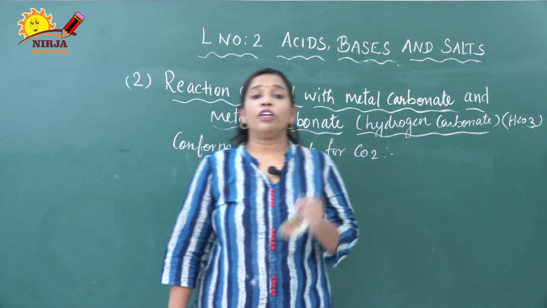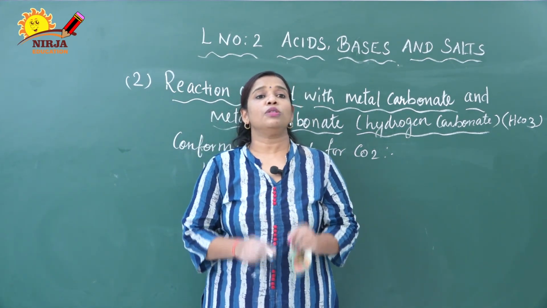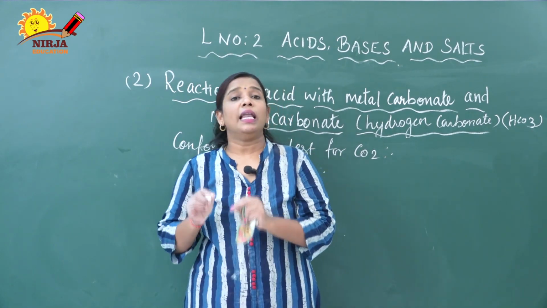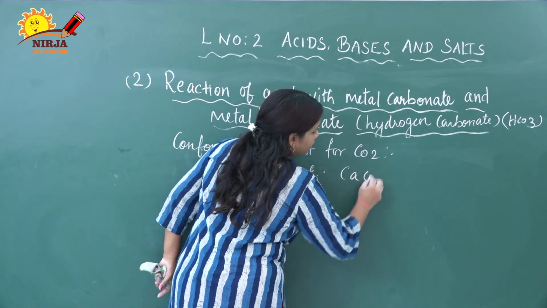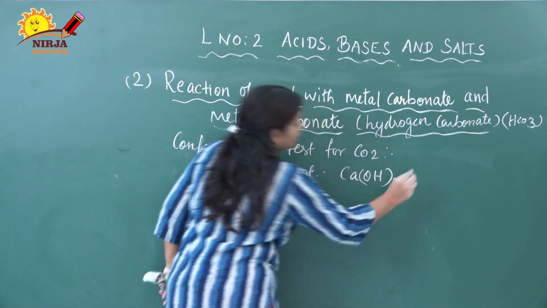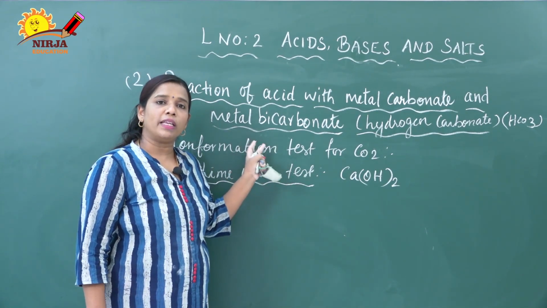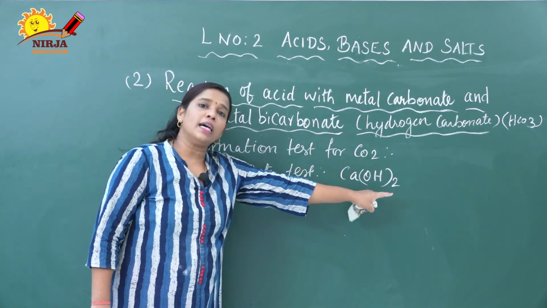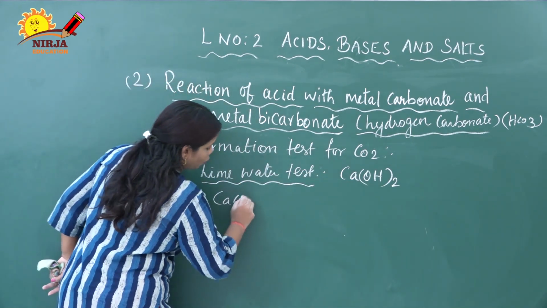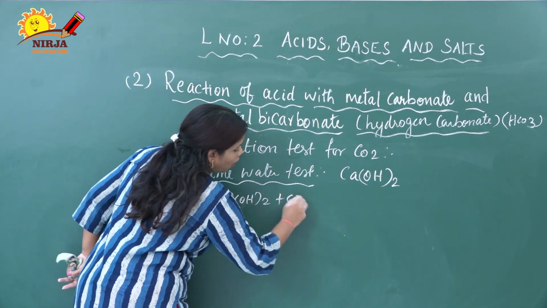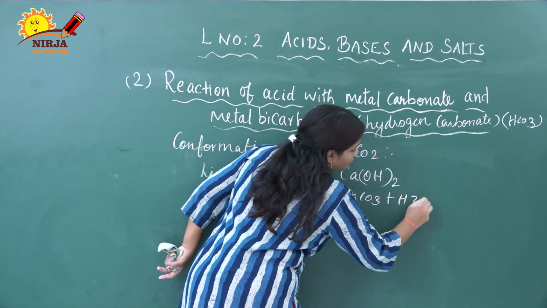On passing the evolved gas, that is the gas evolved from the reaction, into lime water. Lime water is nothing but Ca(OH)2, calcium hydroxide. So we pass the gas evolved from the reaction into the lime water. The lime water, Ca(OH)2, when the gas is passed, changes into CaCO3 and water.